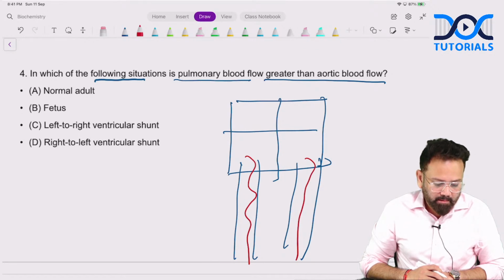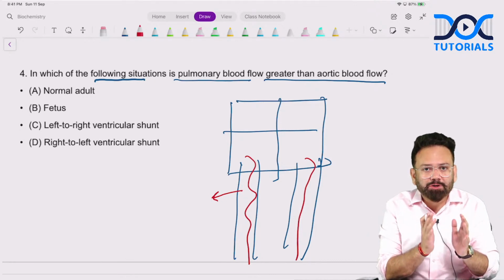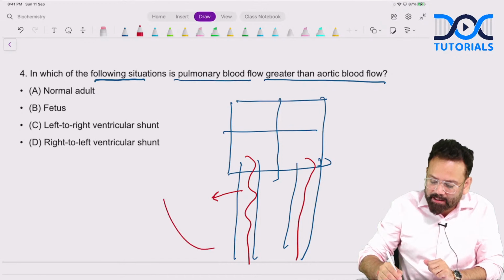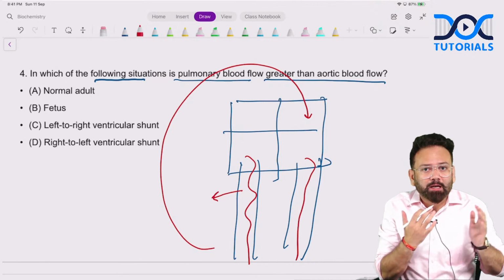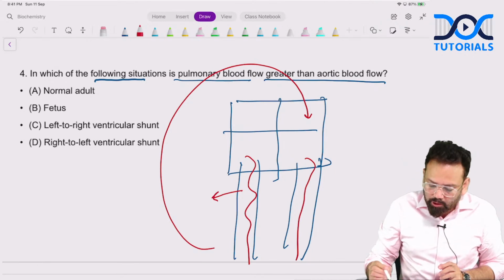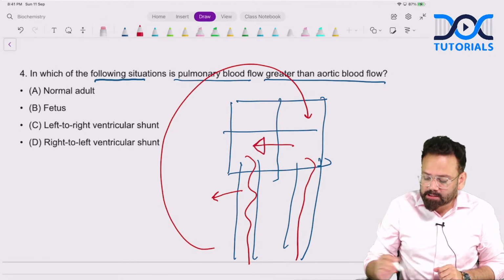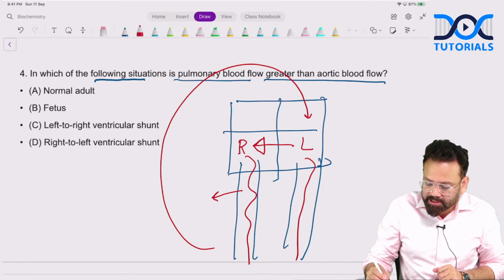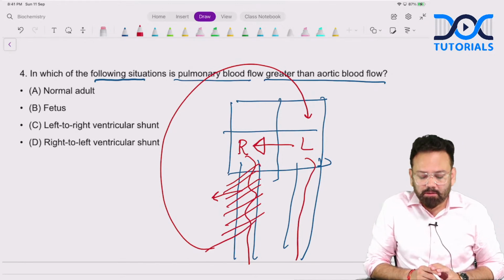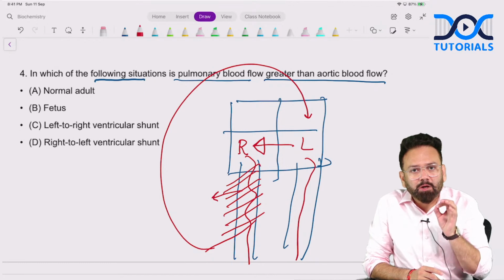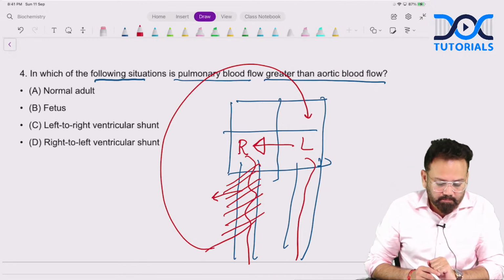Anyone? See, normally both are equal. The pulmonary circulation and the systemic circulation both are equal. It has to come back like this only. But what can be the condition when the blood going to the lung is more? Yes, very good. Left to right shunt. If due to any reason blood is coming from the left side to the right side, more blood will come into the pulmonary circulation. Very simple question. Yes or no? So the only condition in which blood going to the lung is more is left to right shunt. Am I clear?